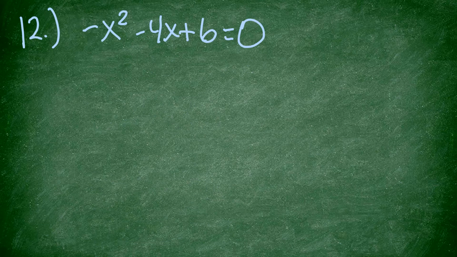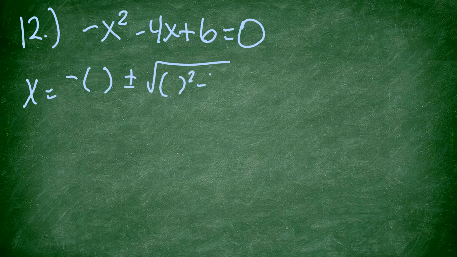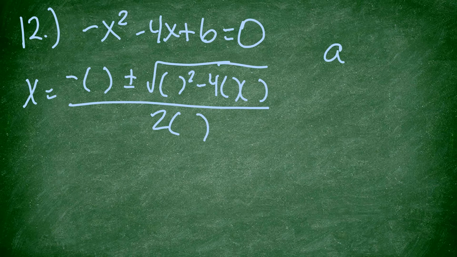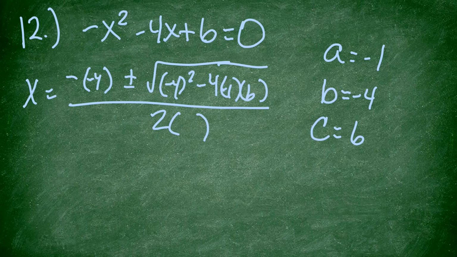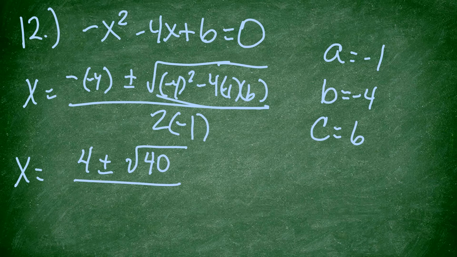Number 12, I'm going to use the quadratic formula again. So I just say x is equal to the opposite of b plus or minus the square root of b squared minus 4ac, all over 2a, where a is negative 1, b is negative 4, and c is 6. So I say negative 4 there, negative 4 there, negative 1 there, 6, negative 1 there. That x is equal to the opposite of a negative is a positive. In here, I have 16 plus 24, so that's just 40 inside the radical, all over negative 2.